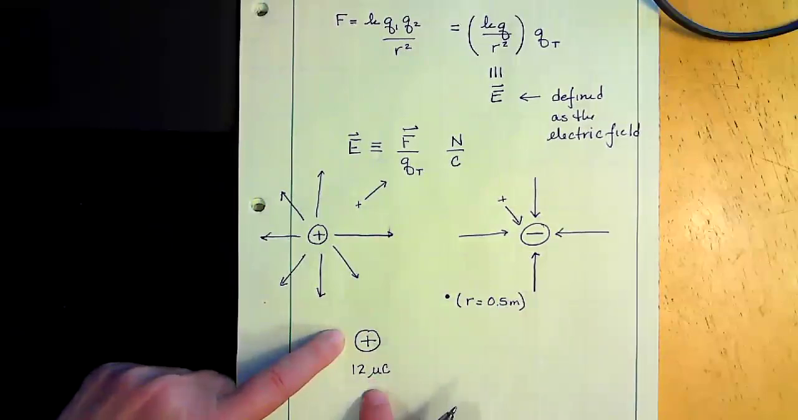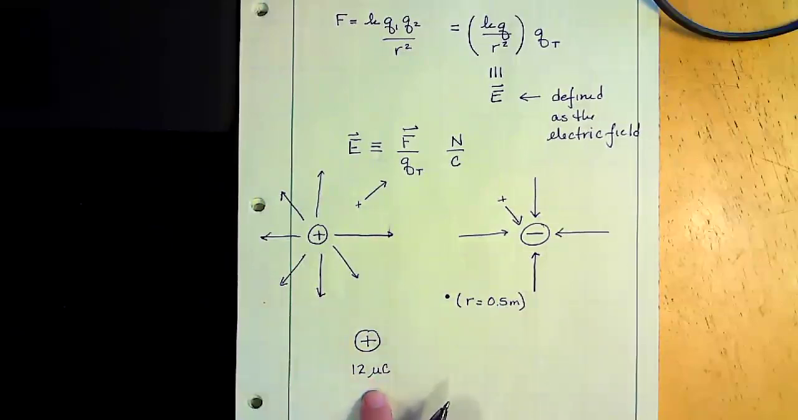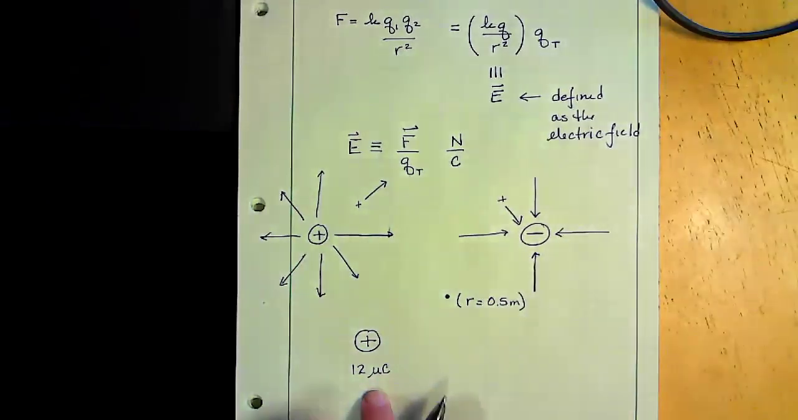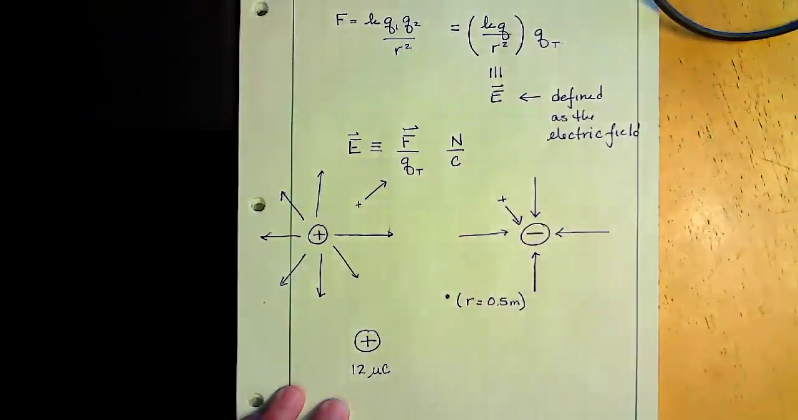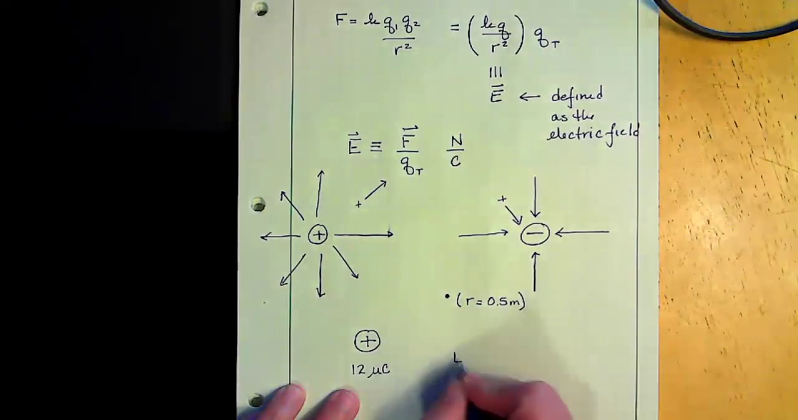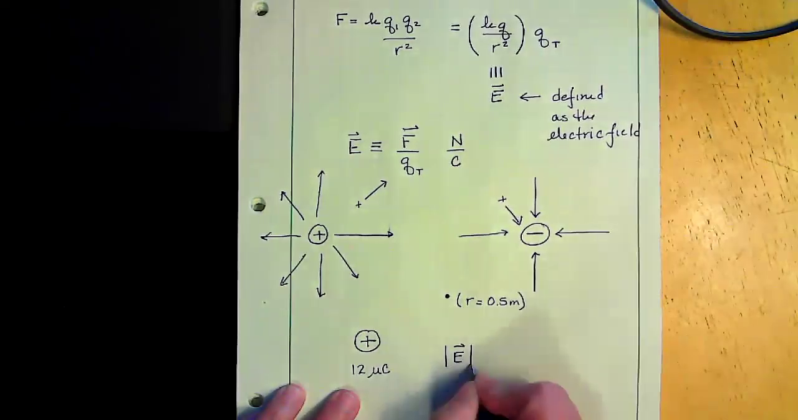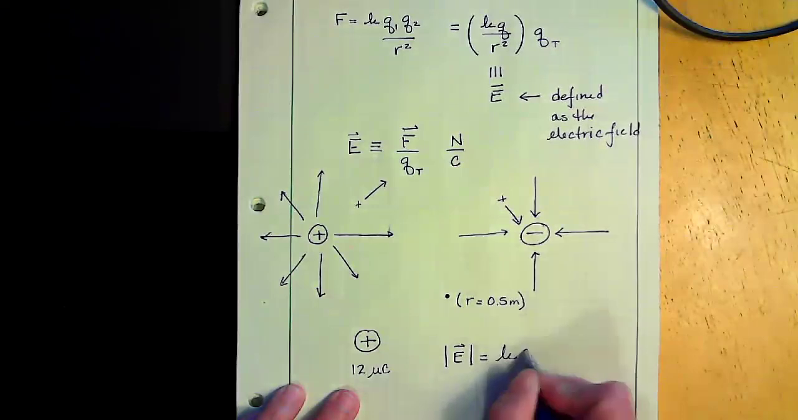Well, that's going to make life a little easier, because we will be able to look at our electric field. There's our definition of our electric field. And we can do this as E, the magnitude, is going to be equal to K, my charge distribution, divided by the radius squared.